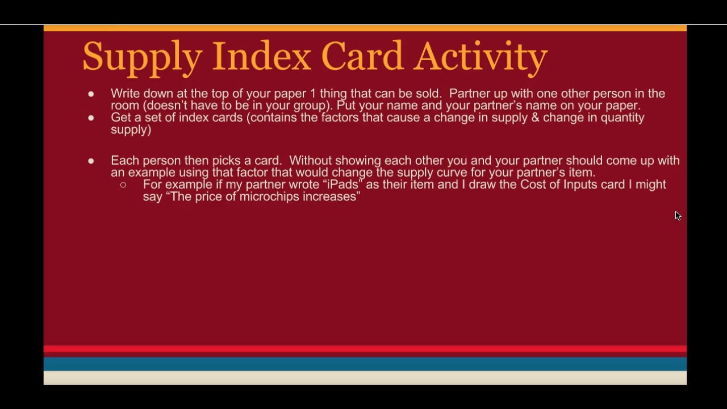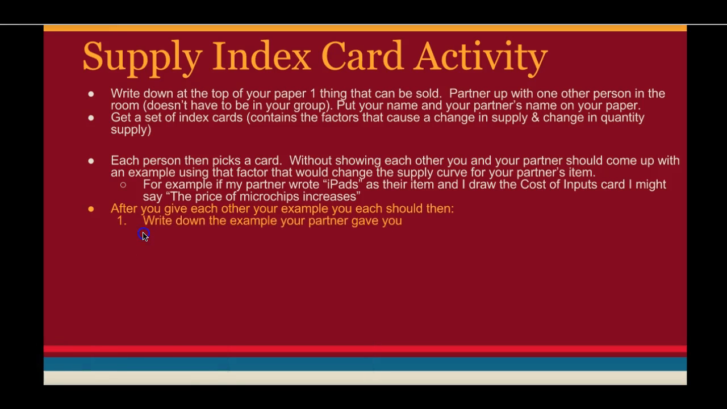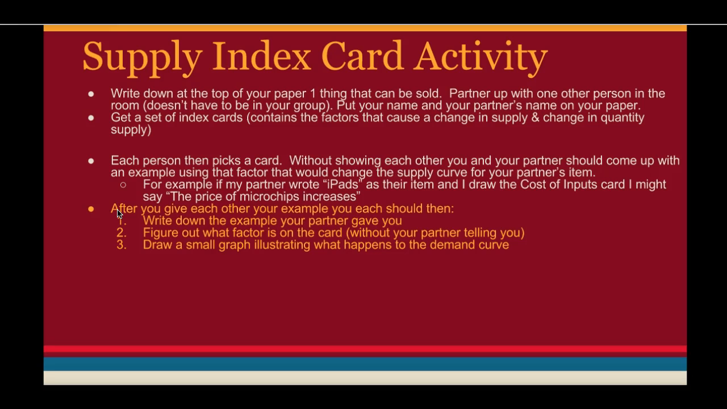And then they're going to draw the graph for the supply of iPads, and show what happens to the supply curve for iPads. In this case, the supply curve for iPads is going to shift to the left, right? For each example, you're going to switch back and forth. Make sure you write down the example your partner gives you, figure out what factor it is without your partner telling you, and draw a small graph illustrating what happens to the supply curve. You should switch back and forth until you have 5 examples. Just like with demand, there are 7 cards, so you're going to have to go through the stack more than once so that you each have 5 examples.